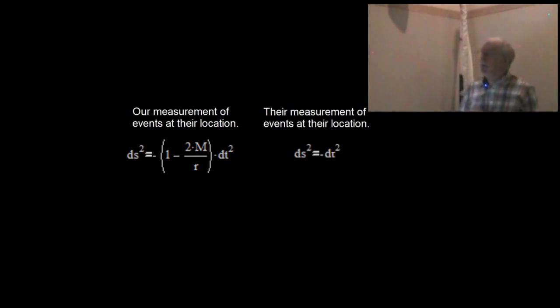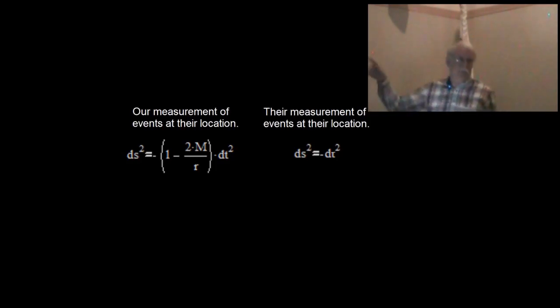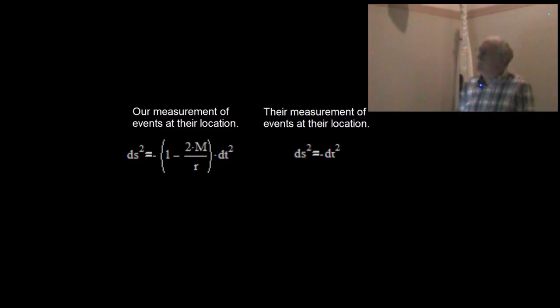So our measurement of events at their location is on the left. Their measurement of events at their location, again, at their location, they're not moving, so their change in radius is 0. And their change in time, which we will call d tau, equals the interval, because the intervals are the same everywhere in free fall. Then minus d tau squared has to equal 0.866 dt squared. So d tau is their clock rate, the change in their clock. dt is the change in our clock.